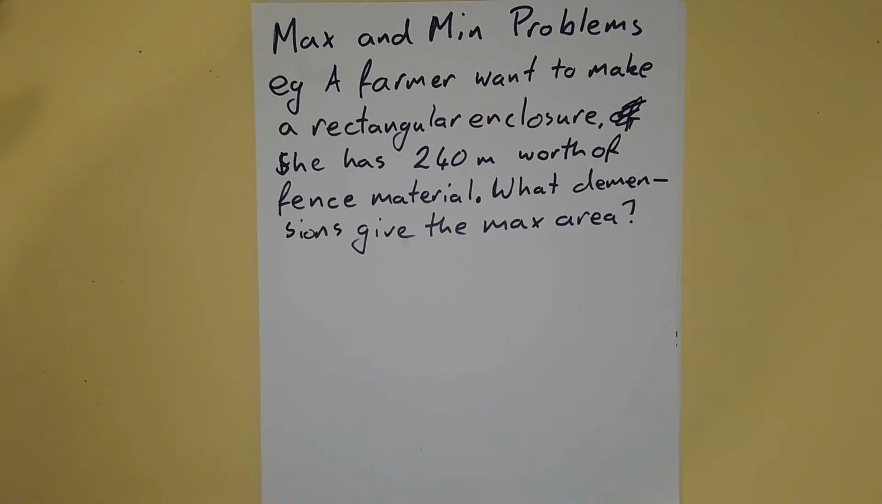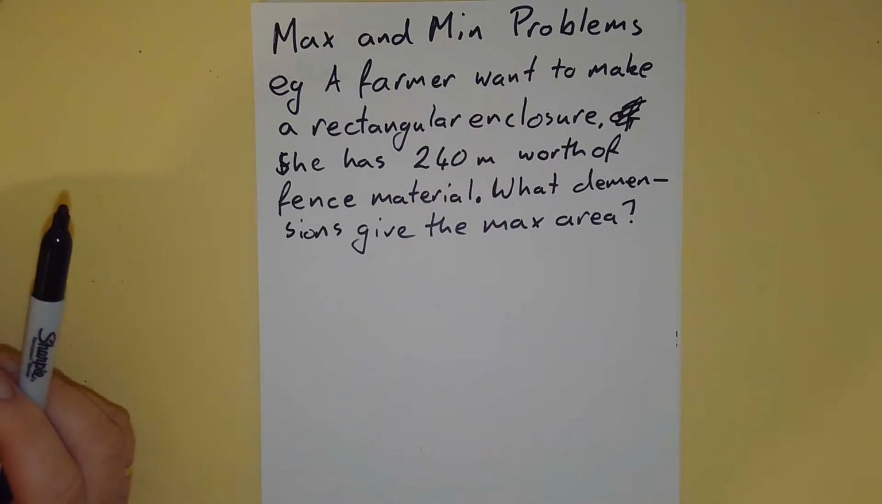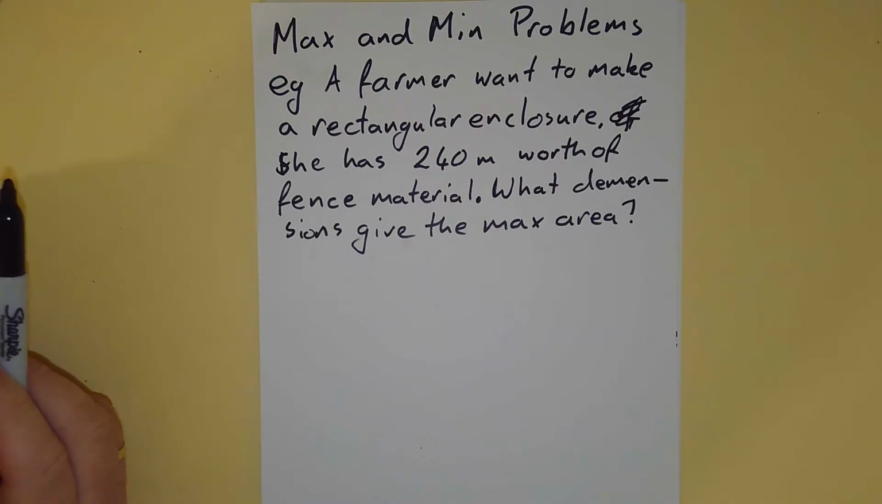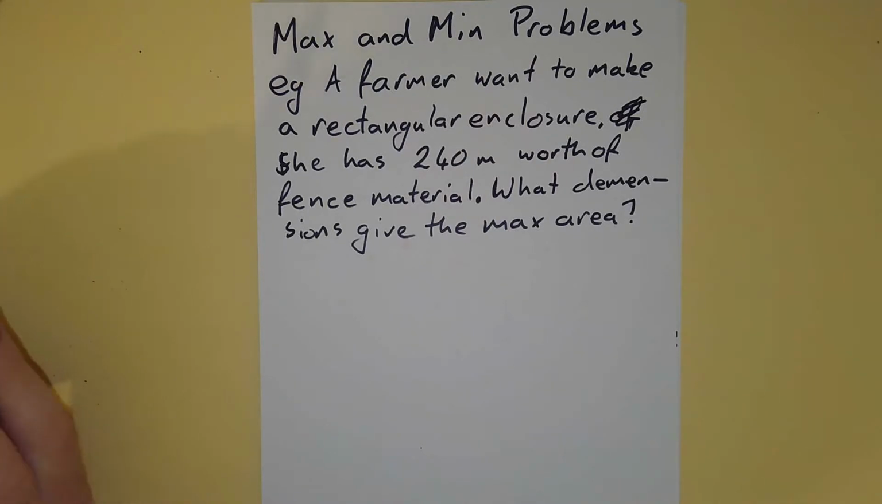All right, so we're going to start looking at some min-max problems. These are generally word problems where we're trying to find a minimum or maximum. Often they're practical, at least semi-practical. In big business, these are very practical, but probably a lot more complicated than the ones we're looking at here. So we've got a farmer who wants to make a rectangular enclosure.